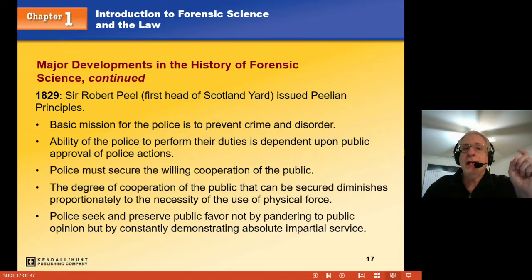And these are very important because they're technically still used today, even though you wouldn't know it with all the police brutality and stuff like that. But his belief was the basic mission is for police to prevent crime, not to punish when a crime has occurred, but to prevent it from happening in the first place. Okay? And their ability to perform those duties is completely dependent upon public approval.